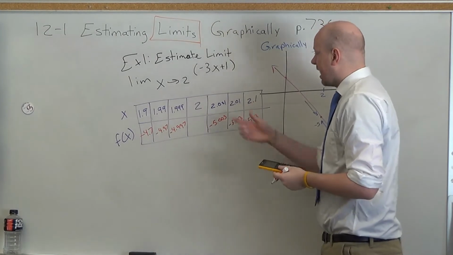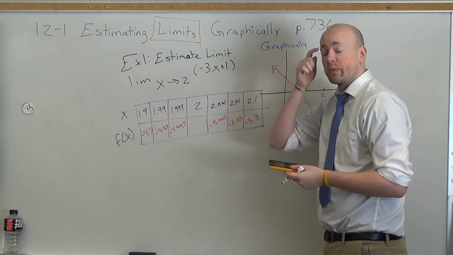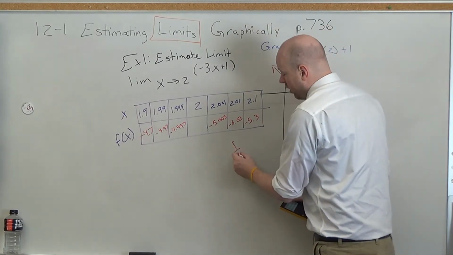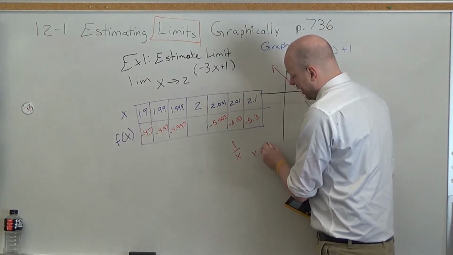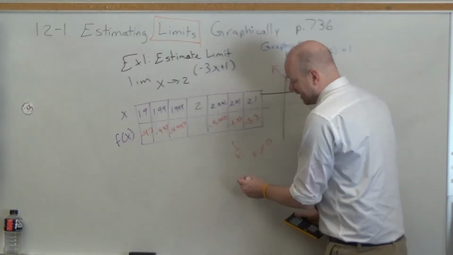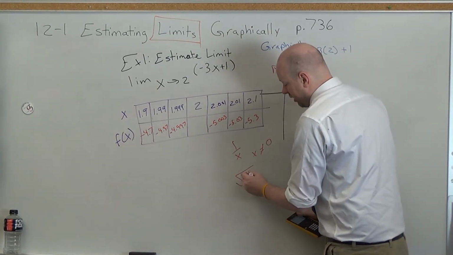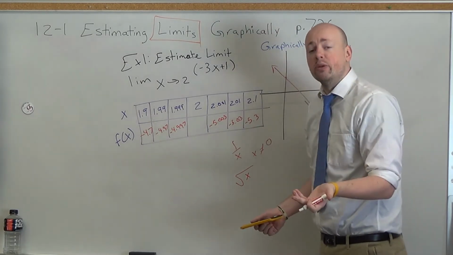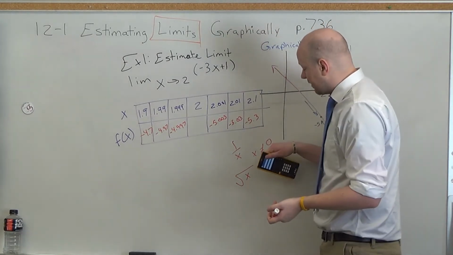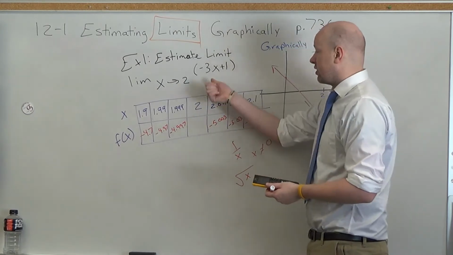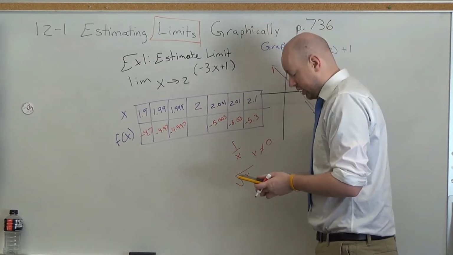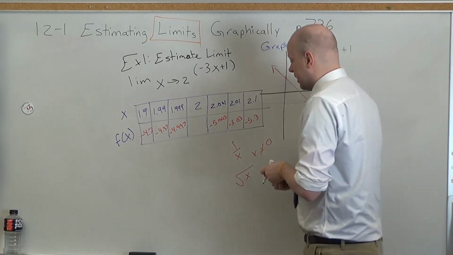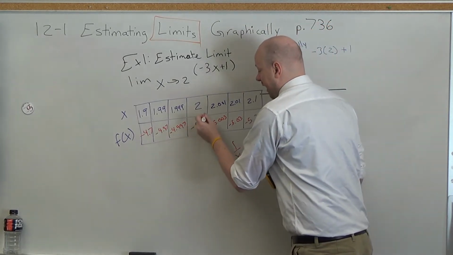And in this case, I actually can plug it right in because there's no restrictions. Remember, restrictions would be something like if I had 1 over x, I couldn't plug in 0. Or if I had something like the square root of x, I couldn't plug in a negative number because we don't use imaginary for limits. And then we obviously can't ever divide by 0. So there's no restrictions here, so we should be all good. 2 times negative 3 plus 1 gives us, again, negative 5.